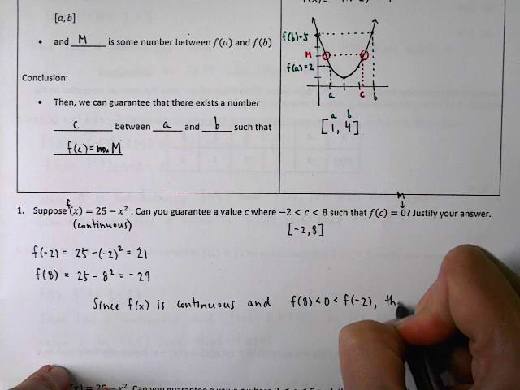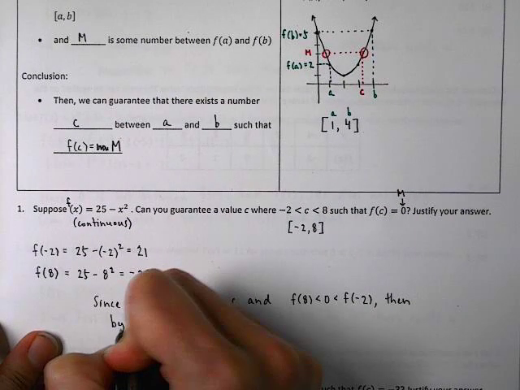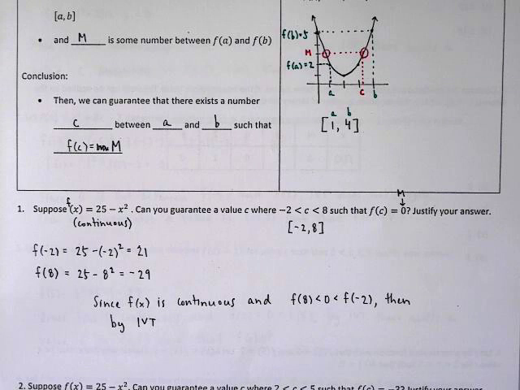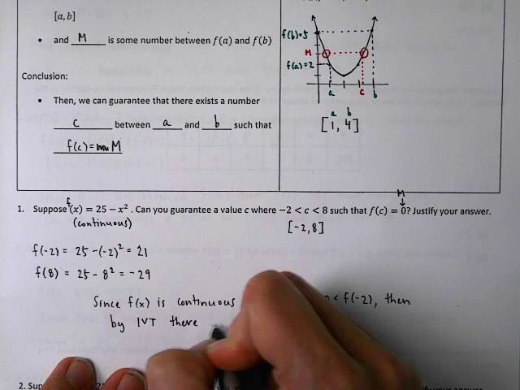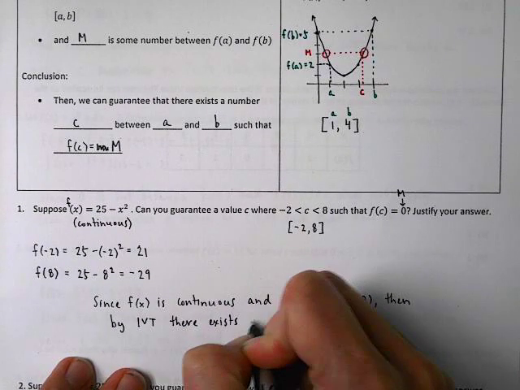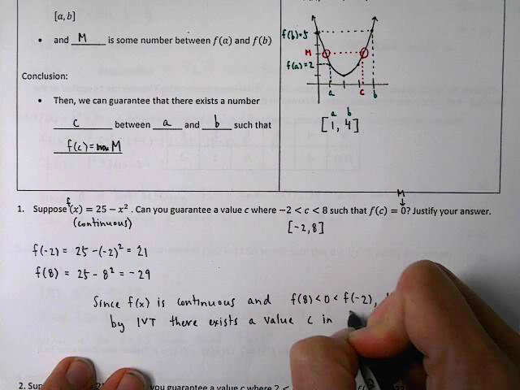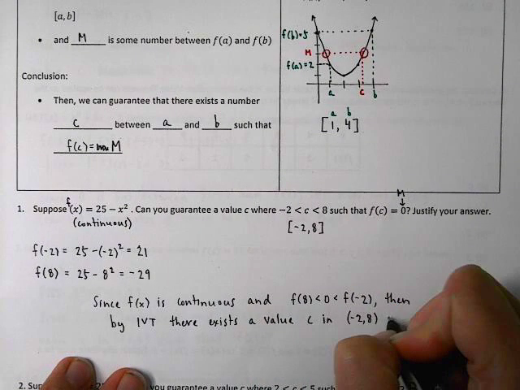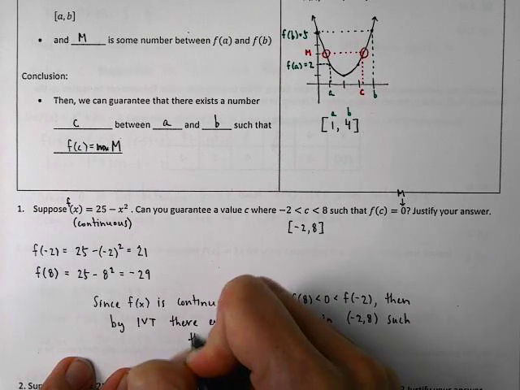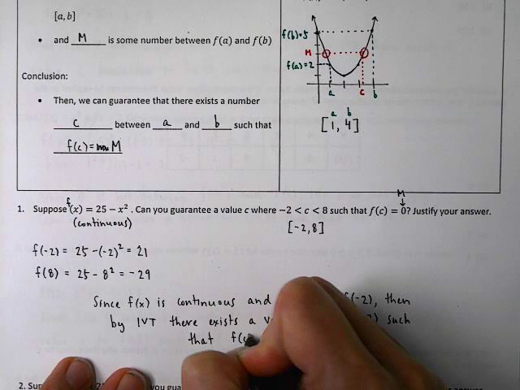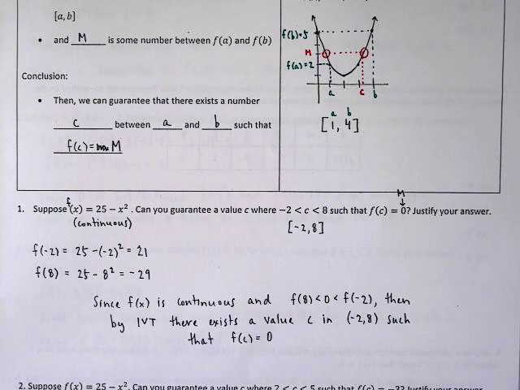Then, by the intermediate value theorem, and we just abbreviate that IVT, there exists a value c in that interval such that f of c equals 0. And again, this is what we call an existence theorem. It doesn't tell us what this value of c is, it just says that it exists.